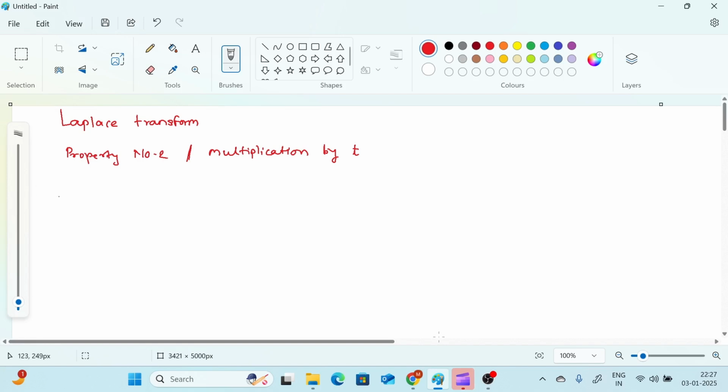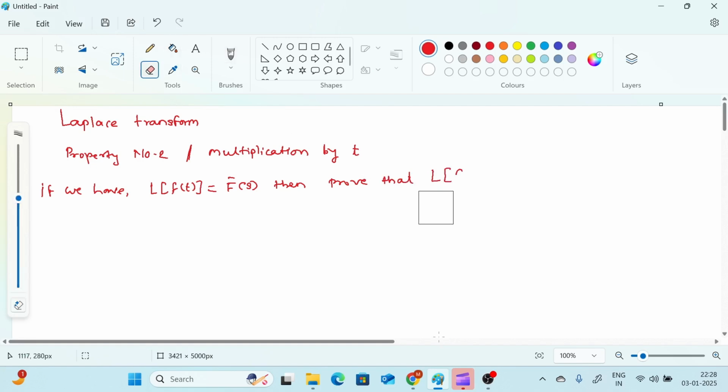So what we need to do here: if we have Laplace f of t is equal to a bar of s, then prove that Laplace of t into f of t is equal to minus d by ds a bar of s. This we need to prove.